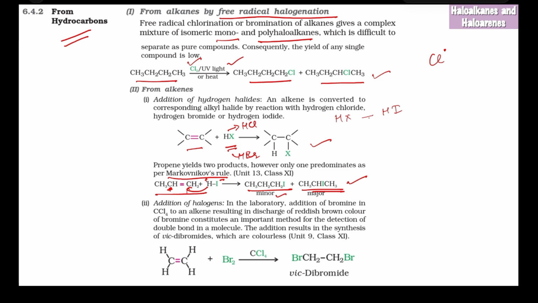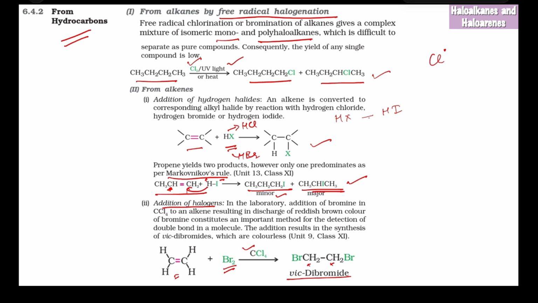Then another method is addition of halogens. For example, bromine in CCl4 is taken and this bromine adds across the double bond to form vicinal dibromide. Here this alkene is ethene. So bromine in CCl4 is taken, bromine adds across the double bond of ethene and it results in the formation of vicinal dibromide. Vicinal dibromide means the bromine atoms are present on the adjacent carbon atoms.